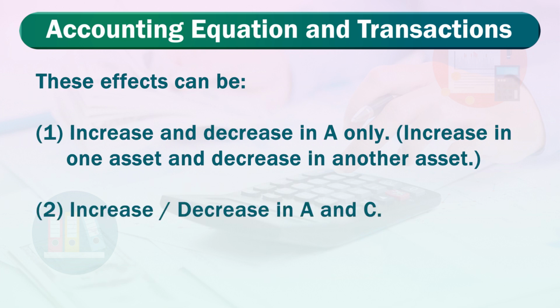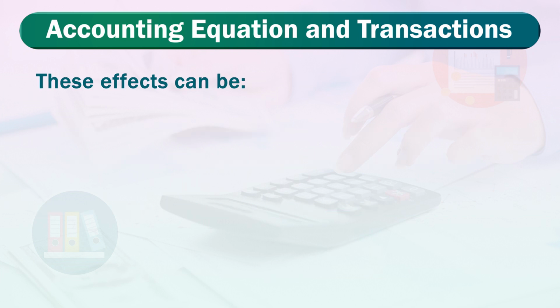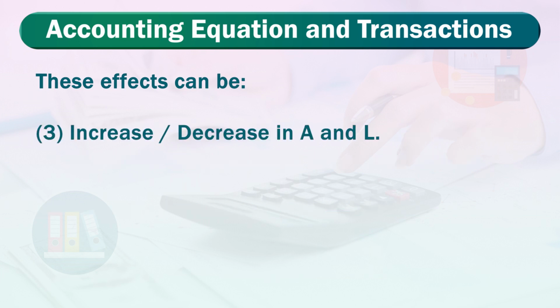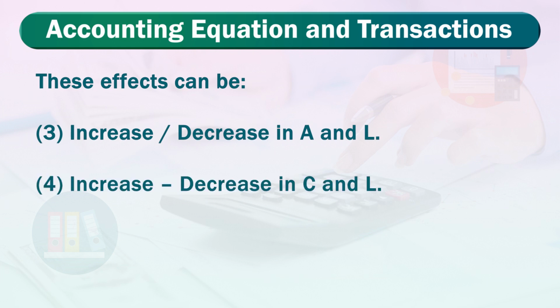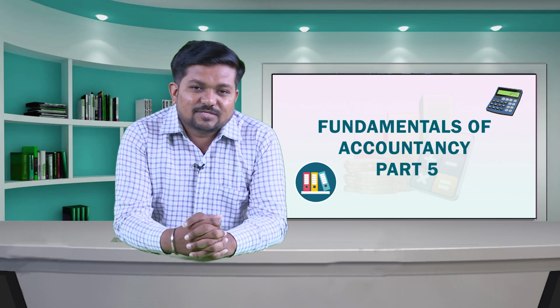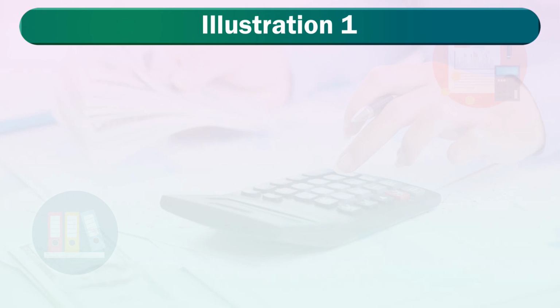Then second is increase or decrease in A and C both. Then third is increase or decrease in A and L both, and then lastly the increase or decrease in C and L both. Let us understand these situations with illustrations. Let us see the illustration number 1.